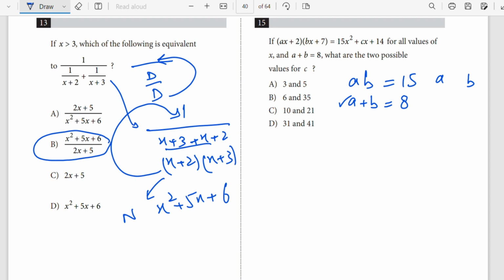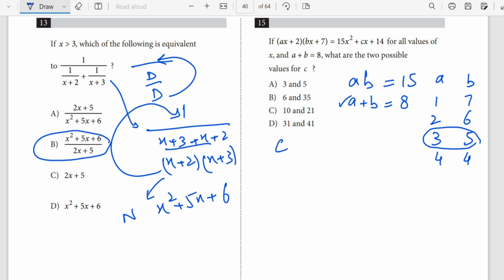So it may be 1 and 7, it may be 2 and 6, it may be 3 and 5, it may be 4 and 4, and reverse. So this is the most suitable method for A plus B is equal to 8 and AB is equal to 15. So we can easily say that either A is 3, B is 5 or A is 5, B is 3.